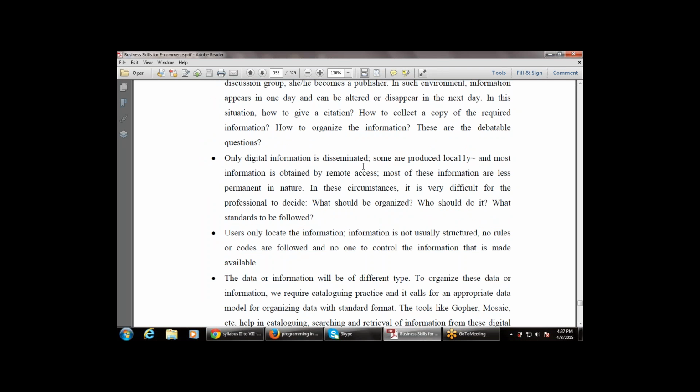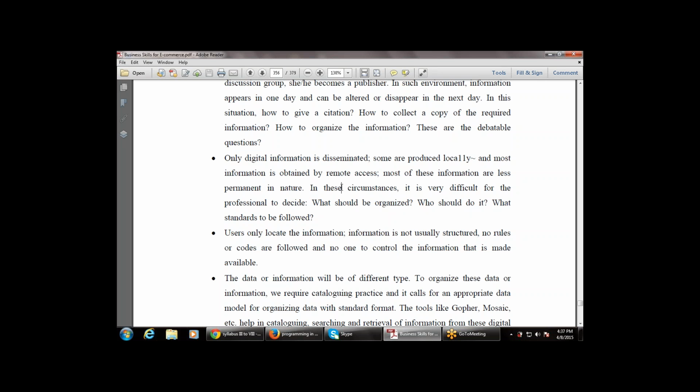Then the next issue is that only digital information is disseminated. Some is produced locally and most information is obtained by remote access. That is, only the digital information is disseminated. All other information is not disseminated, whether it is available online, locally, or by remote access.